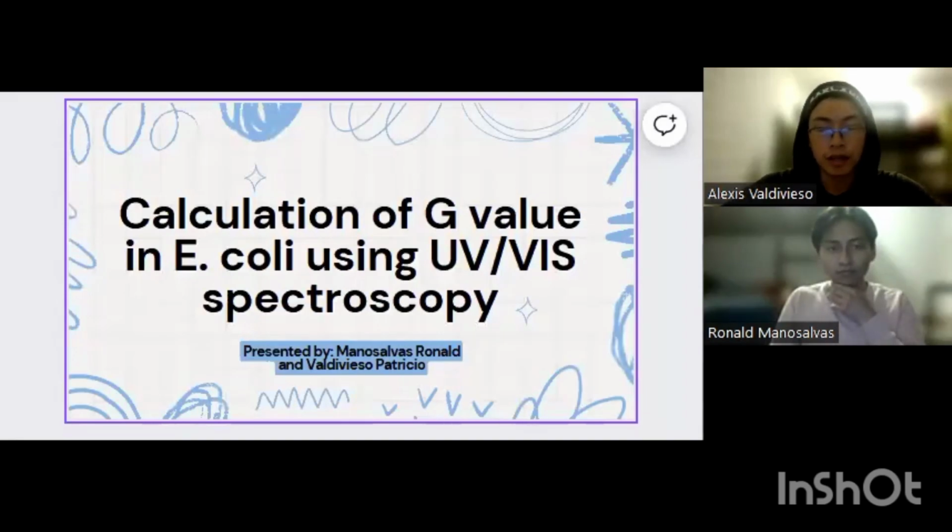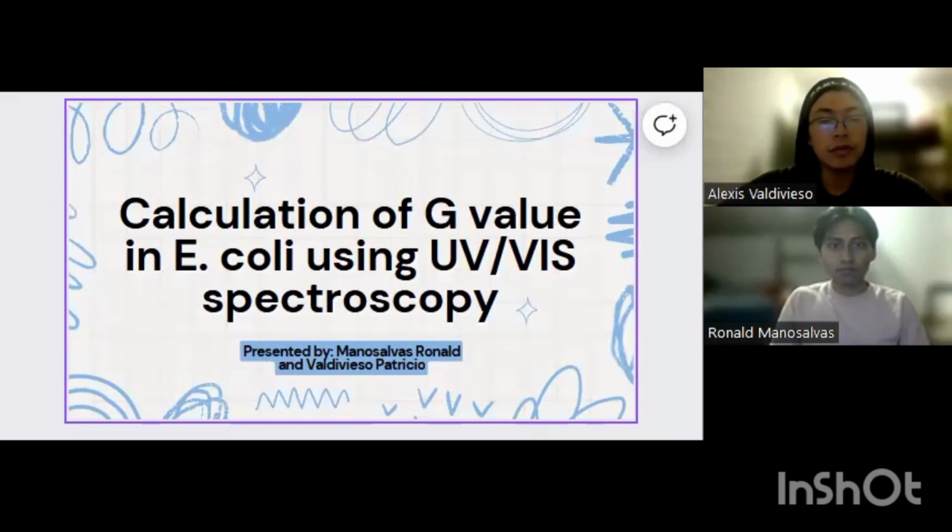Hi, teacher. We are Ronald Manosalvas and me, Alex Valdivieso, and today we are speaking about the calculation of G values in E. coli using UV-Vis spectroscopy. Well, what is the UV-Vis spectroscopy?